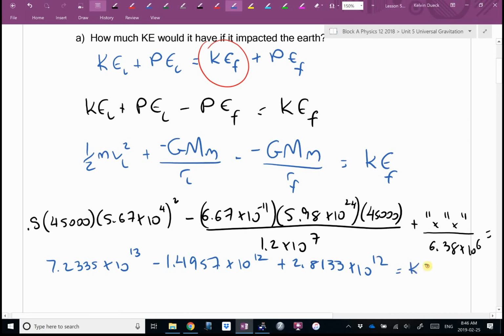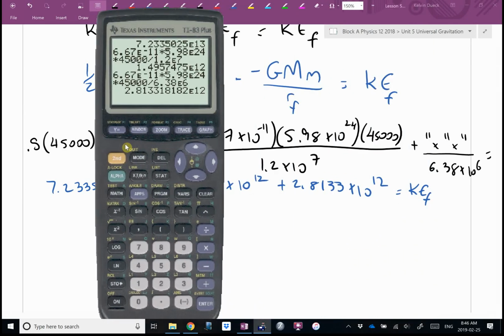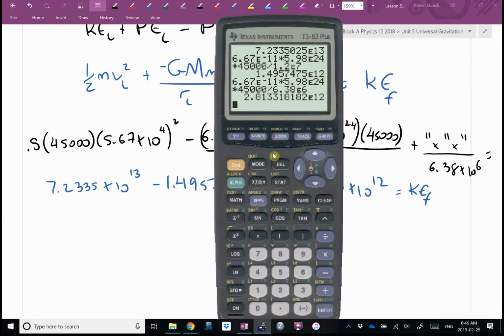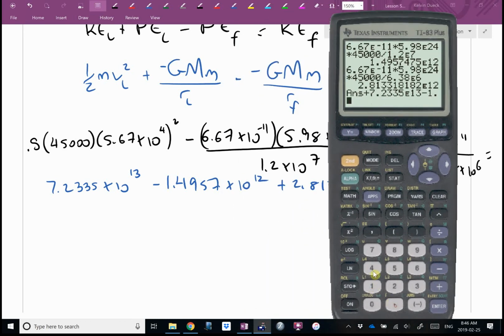That equals the kinetic energy final, I hope. Holler at me if any of these numbers look completely wrong, but I think it's going to be then that plus 7.2335 times 10 to the 13th, take away 1.4957 times 10 to the 12th.